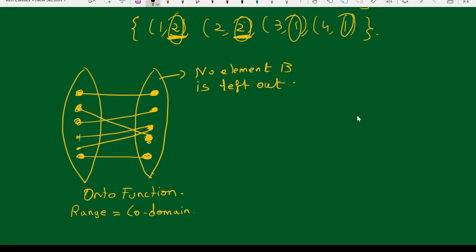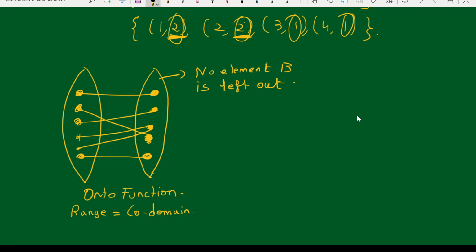Okay, range happens to be equal to codomain. You remember the set A, say for a function, set A is the entire domain. Otherwise it won't be a function. अगर एक भी एलिमेंट उसमें से रह गया A में से तो फंक्शन ही नहीं रहेगा. So the domain is the entire set A.